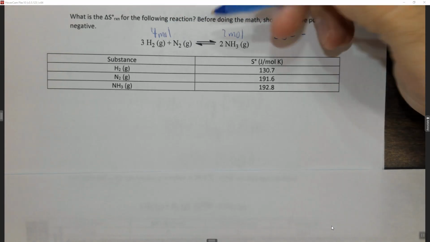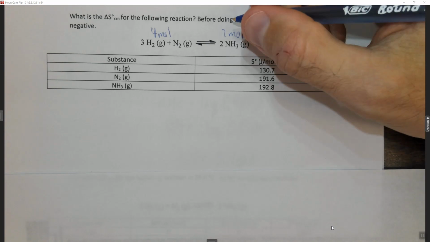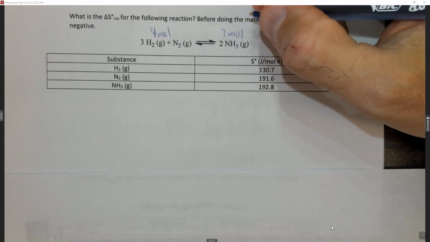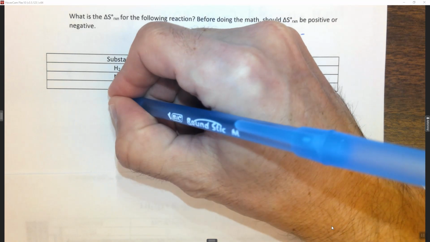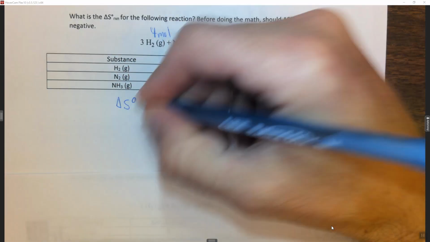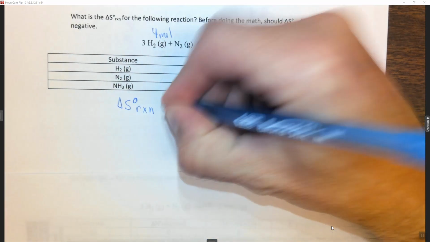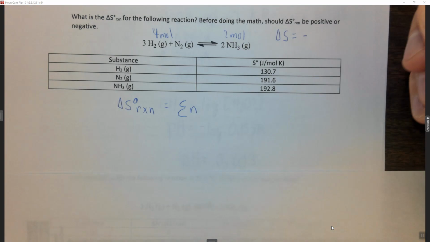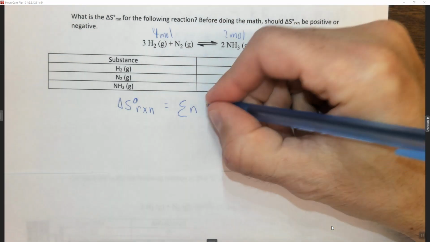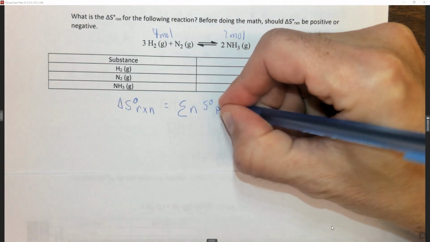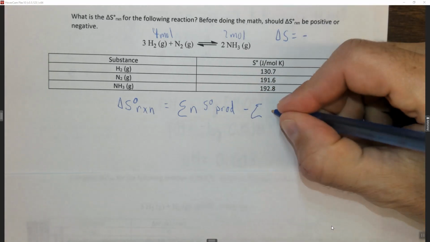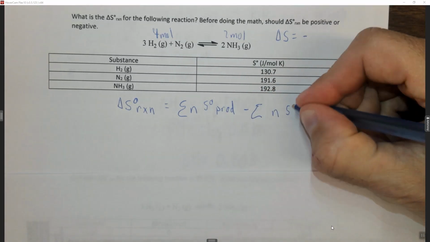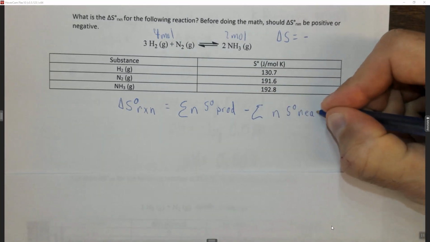Now let's look at how we actually calculate this. Well, we calculate this the same way that we would calculate delta H of the reaction, products minus reactants. So delta S naught of the reaction equals the summation of n, the number of moles, times S naught of the products, minus the summation of n, the number of moles, times S naught of the reactants.